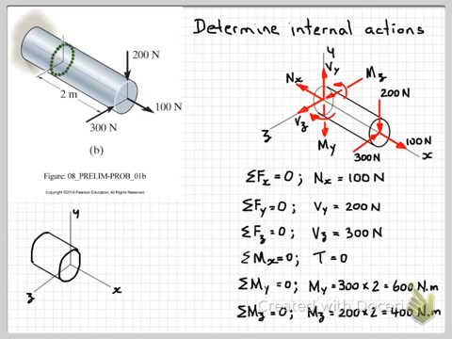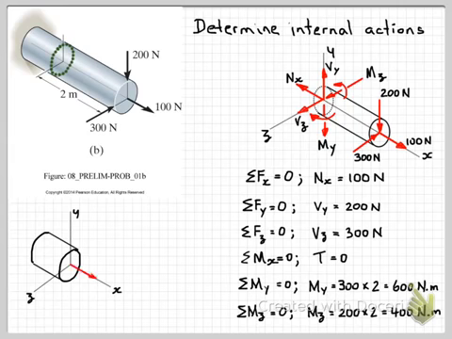Now if we look at the other side of the component, we've got our exposed face here from our imaginary cut, and we can put on here our internal actions on that side of the structural component. So the internal actions here will be equal and opposite to these ones that we calculated over here. Okay, so let's go ahead and draw those on our diagram.